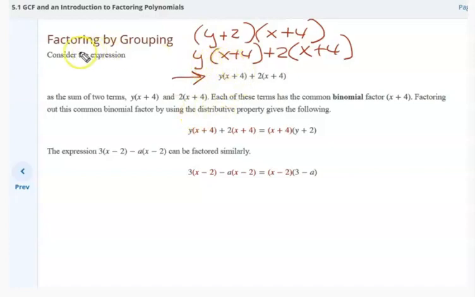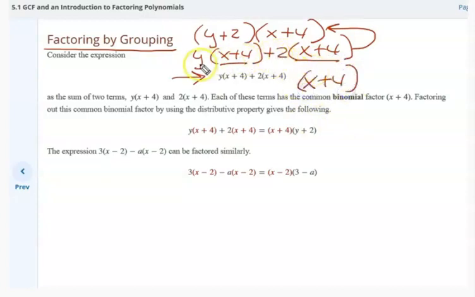But now they want us to factor by grouping. So keep in mind that this is the factored form. We want to get this to become this now. Well, here's our common factor, which is x plus 4. So what do we do with the 2 and the y? Well, we put that in another parenthesis. Y plus 2. So again, something easy, if you remember what we're doing.